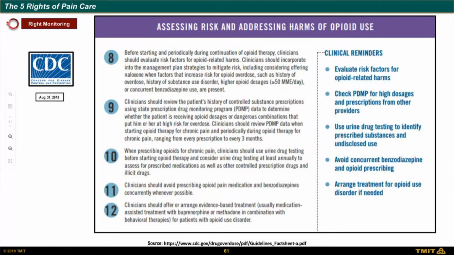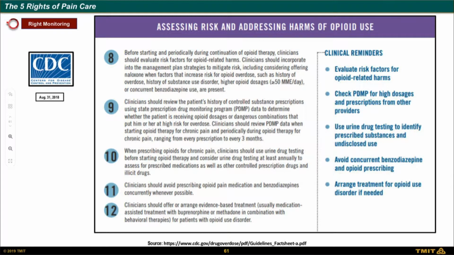Recognize that zolpidem, which is Ambien, is now a street drug. It goes by a variety of different names, but it's estimated that 500,000 people are abusing Ambien and other sedatives. Arrange treatment for opioid disorder if need be, and this is something that we certainly hope we will see better support from in terms of payment for treatment plans.